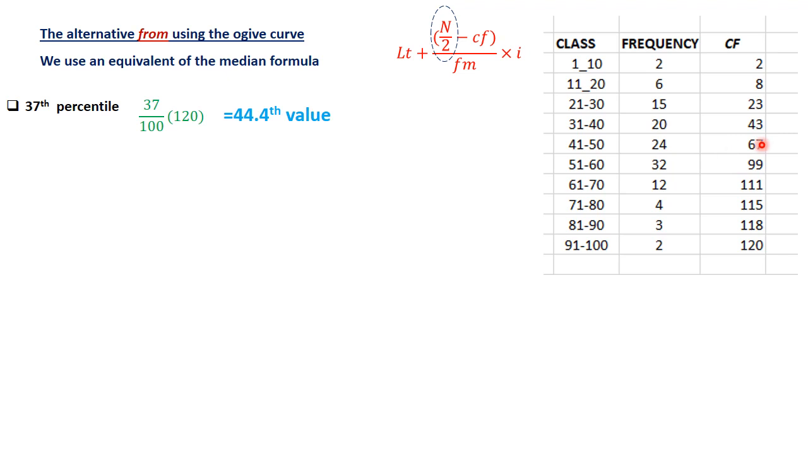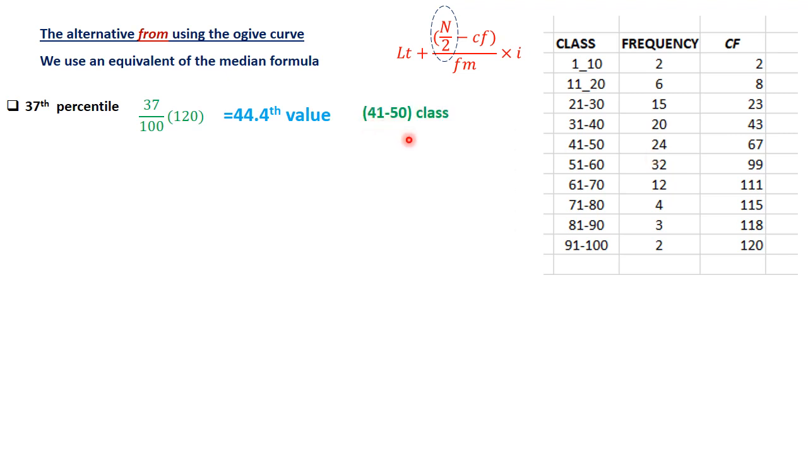Why? Because the students who scored between 1 and 50 were 67, but students who scored 1 to 40 were 43. So the 44th student was in the class next there. It's among these 24 students. Okay, so that's the case there. Now that gives us the class 41 to 50.